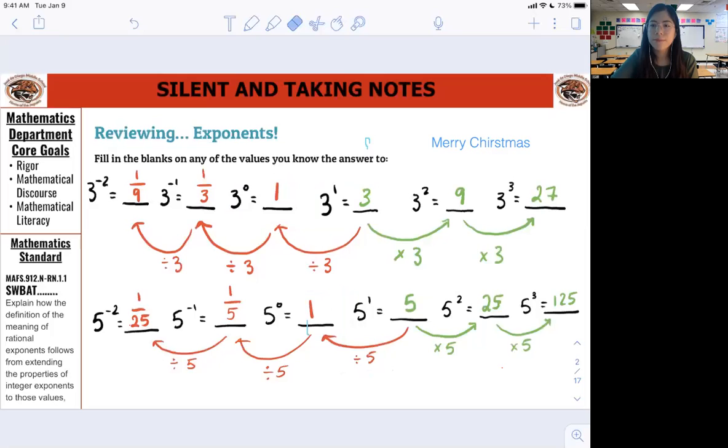Now I understand. So if we divide and then we go back to the negatives, it's just the same thing as a positive, but instead it has a 1 over it. Yes, exactly. So that's a very good thing to notice, Ajay.